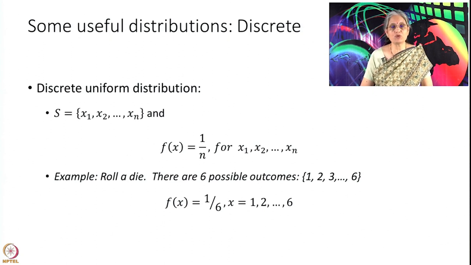This also comes from the postulates. If you are looking for the probability that the die face turns up 2, then the number of times it can come is only 1, and the total number of faces that can turn up is 6. So the probability is 1 over 6, which is the example we have given here. In general, it can be defined that if the sample space consists of n equally likely outcomes, then the probability mass function f of x is 1 over n for each x equal to x1, x2, x3, up to xn.